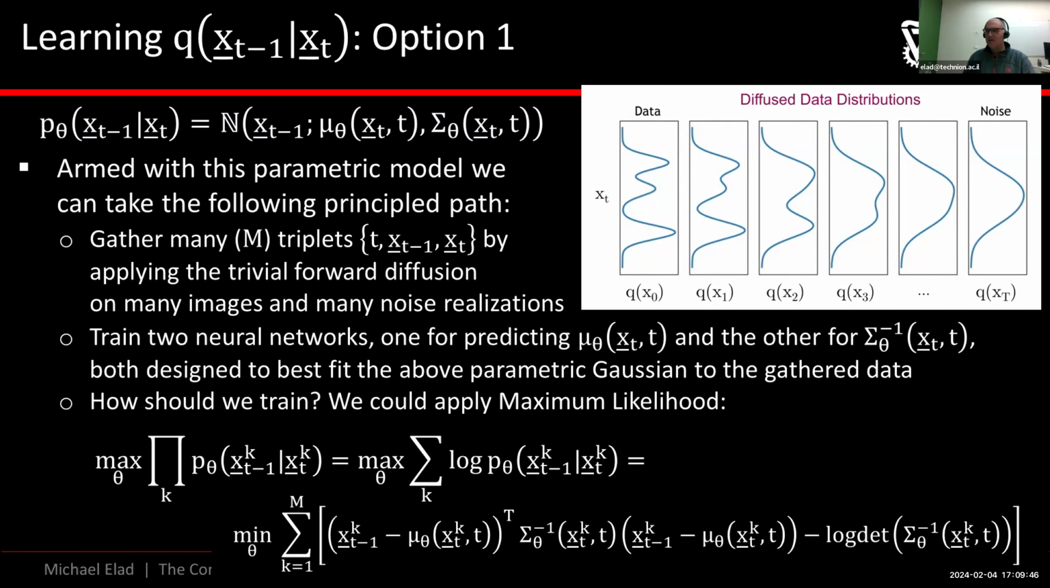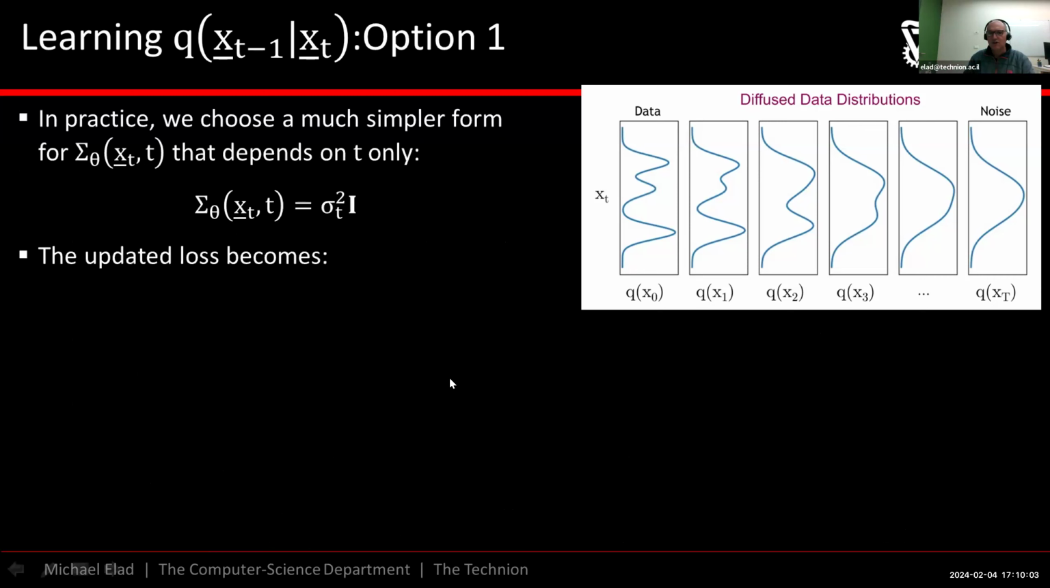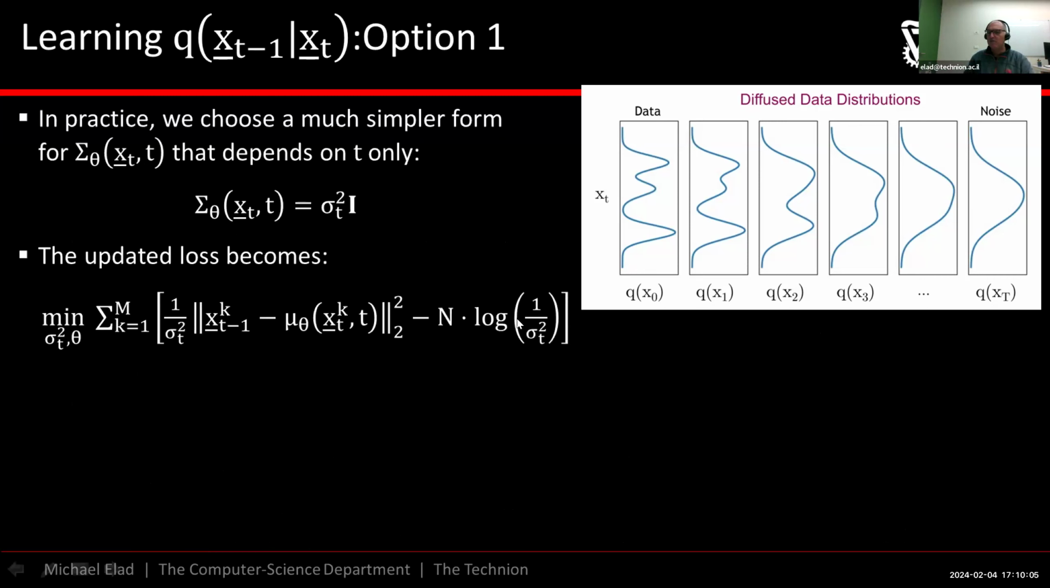Sigma minus 1 has 1 over sigma t squared in all the diagonal. The determinant of it is the multiplication of them. So basically 1 over sigma squared to the power n, and log takes the n out, and you get n times log of 1 over sigma t. This is it. Here is the expression. This is the expression we have to minimize. So now the unknowns are the theta that govern the computation of the mean, and this scalar that sits here and here. Let's assume that sigma is known to us.